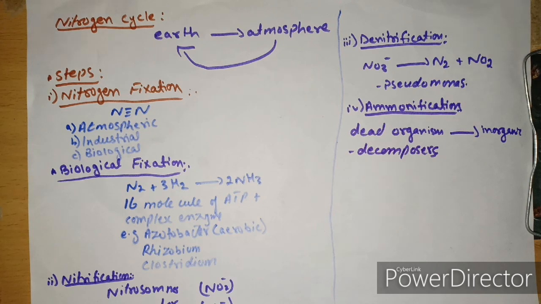So in this way, nitrogen which is present in atmosphere comes down toward the Earth's surface and from Earth's surface is again moved toward the atmosphere. This is called the nitrogen cycle.